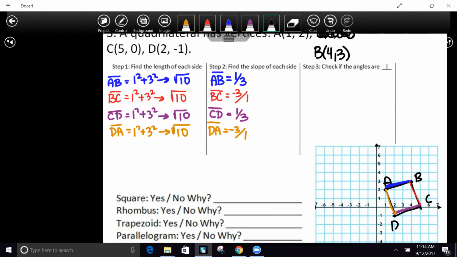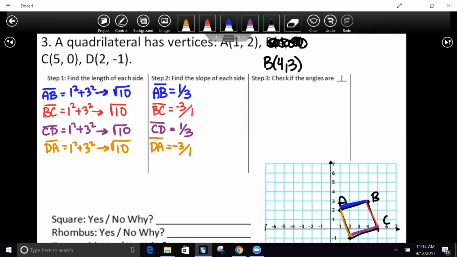Let's make our conclusions. What's the easiest conclusions we can make from our slope? So just square? It's a little bit more than that. From our slopes, what can we make them? 2 pairs parallel. If it's perpendicular, I know. We're going to show that right now too.